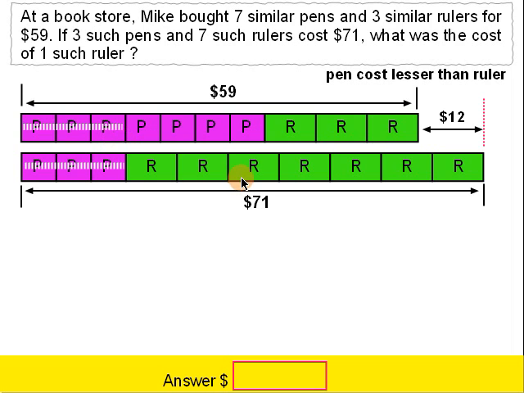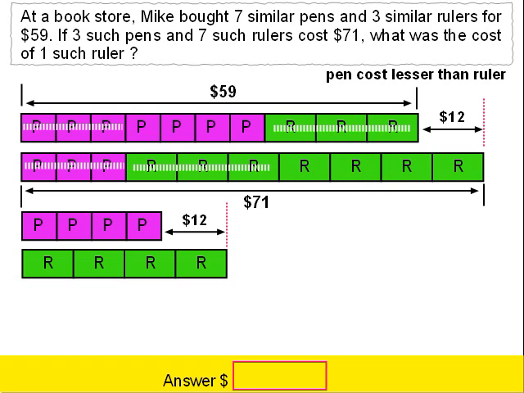Alright, now comparing the model again, now we have pens and ruler on top, but we have only ruler at the bottom. So we want to get rid of the rulers on top now. There are 3 of them, so as we get rid of 3 rulers on top, we get rid of the equivalent 3 rulers at the bottom. Alright, now looking at the models again, we have 4 pens on top and 4 rulers at the bottom.